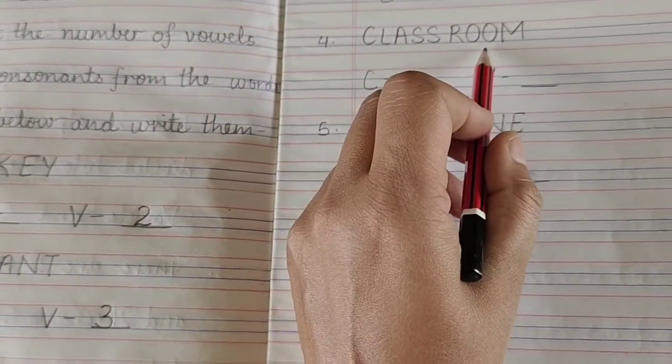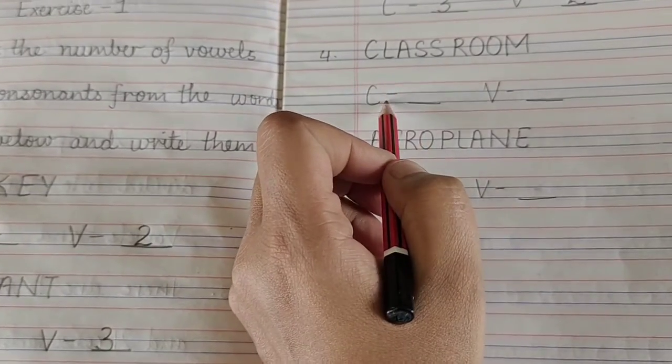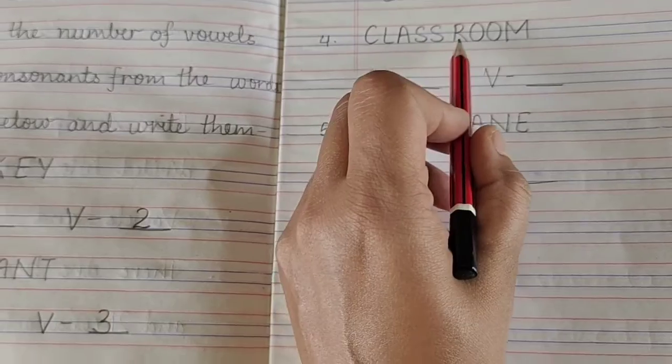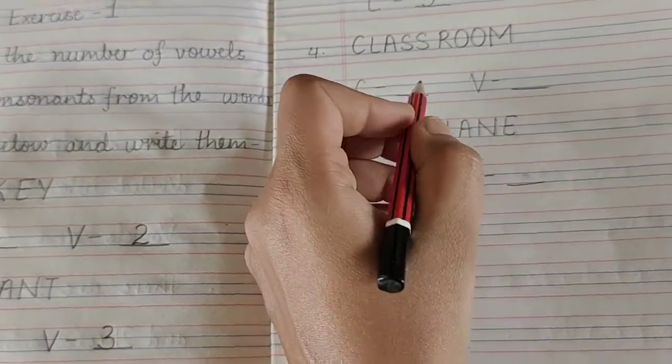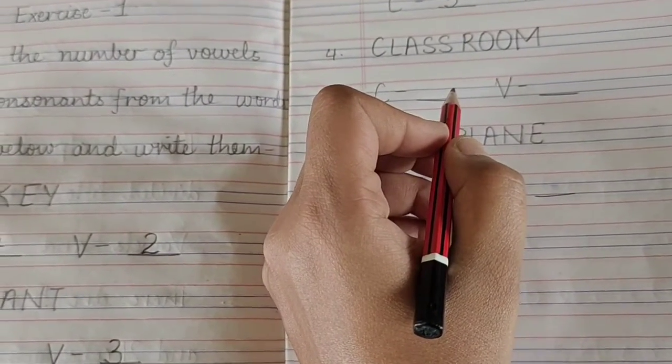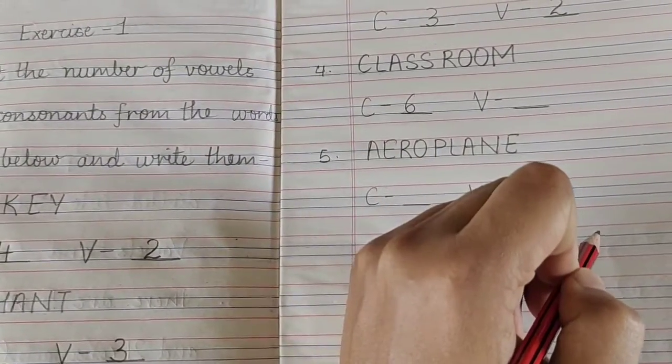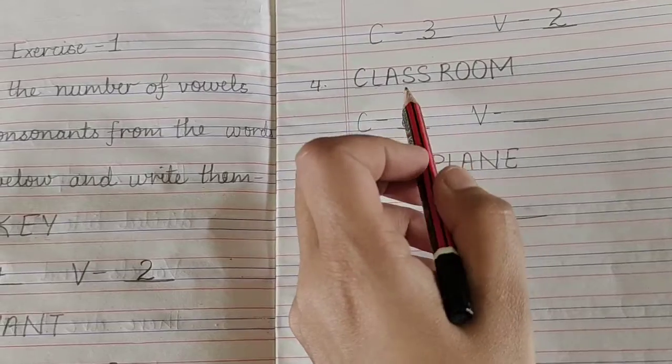CLASSROOM, classroom. Now in this how many consonants are there? 1, 2, 3, 4, 5, 6. So there are 6 consonants. So in front of C you will write number 6. Is that clear? And then you will count the number of vowels.